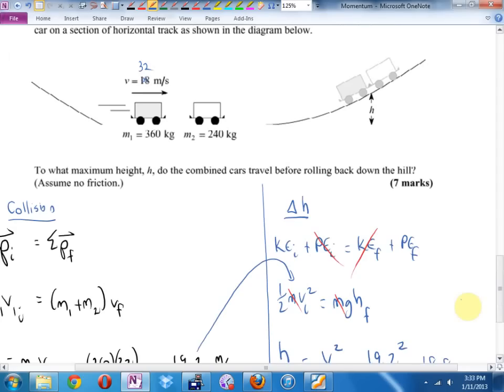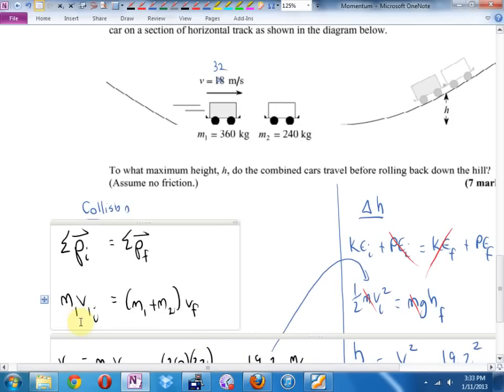Other ways I can make this tougher. I could have this guy rolling at a slow speed as well, so that over here on this side, you would have two momentums to deal with, and you would divide both of them by m1 plus m2. Okay. If they're rolling to the right, it's still a positive. I don't think I would, though. Would you ever have it where the first car was moving right and the second car was moving left and then they collided and went up the hill? I don't think I'd do that as a written.